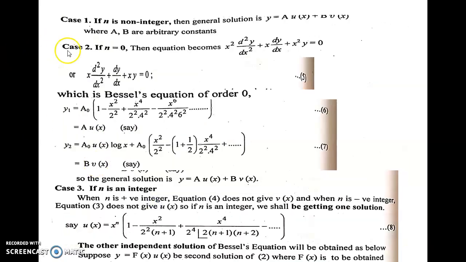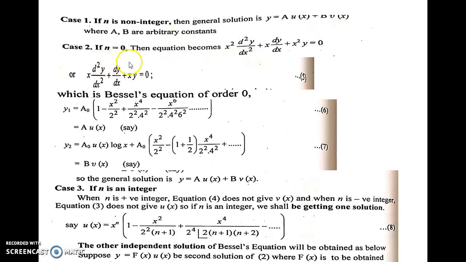Case 1. Now we are given n is a non-negative real number, so it can be an integer. Now in case 1 we are discussing if n is non-integer. Then the solution is A u(x) plus B v(x), where A and B are arbitrary constants. You know that when n is non-integer, the roots differ by a non-integer, we got the solution A u(x) plus B v(x) that we got in equations 3 and 4.